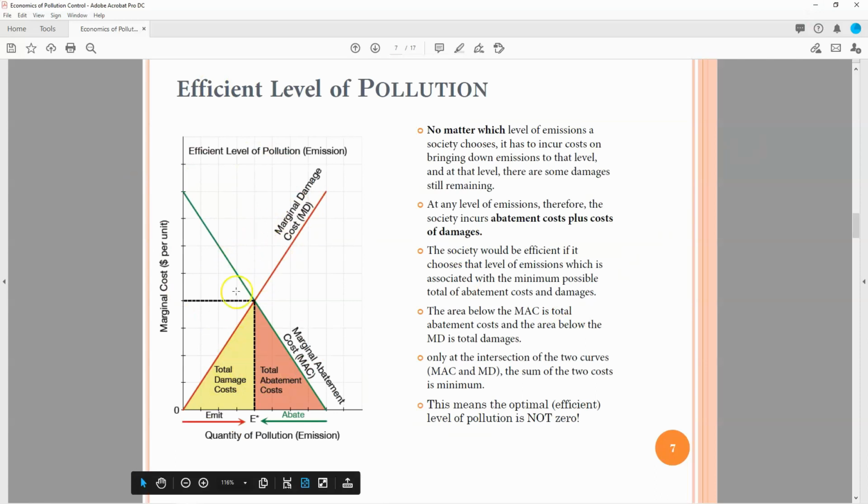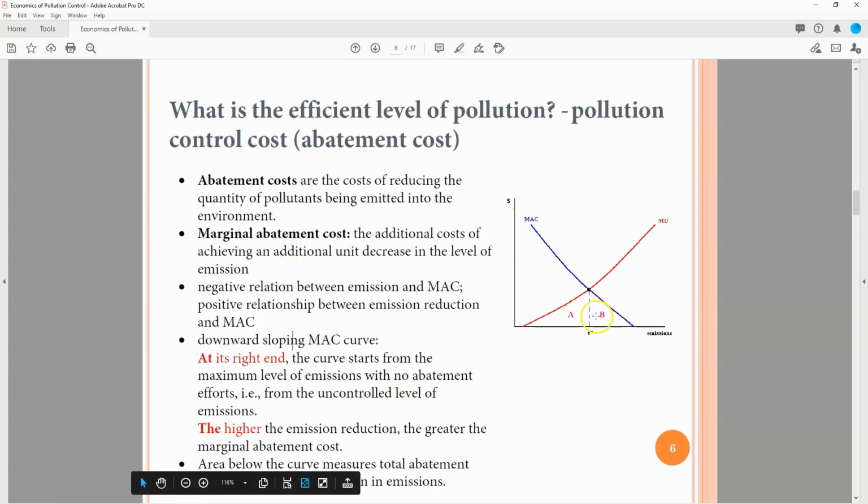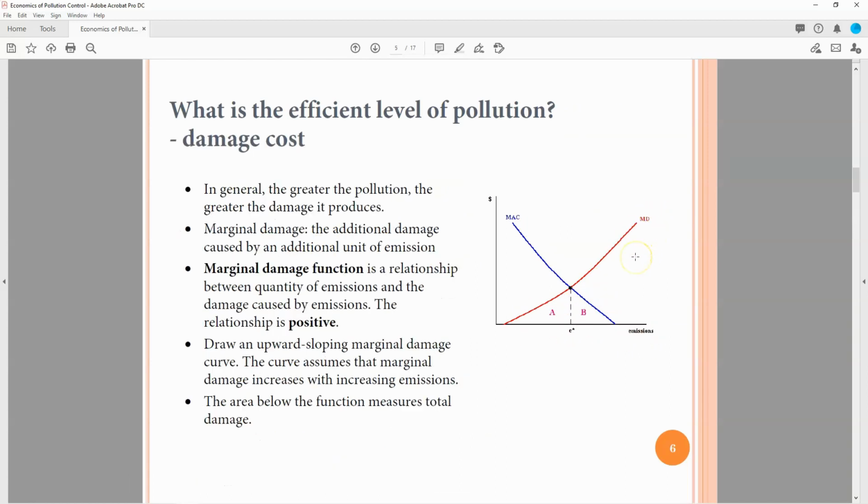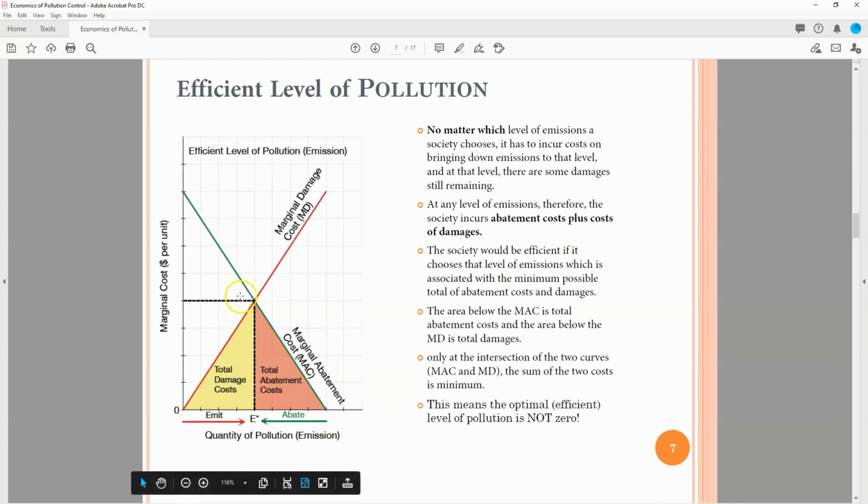So let's move to this graph. Actually, those two lines, the green line and the red line, are exactly the same as those two lines. The MAC is downward sloping, the MD is upward sloping. So here it is exactly the same. From the view of society, no matter at which level of emission, it would have two kinds of costs. The first one is called total damage cost, and the second one is total abatement cost. So the society would always want to minimize the sum of those two costs, right?